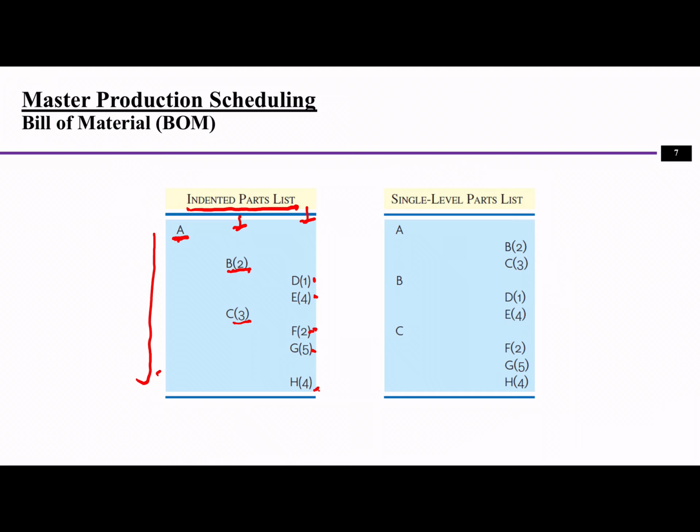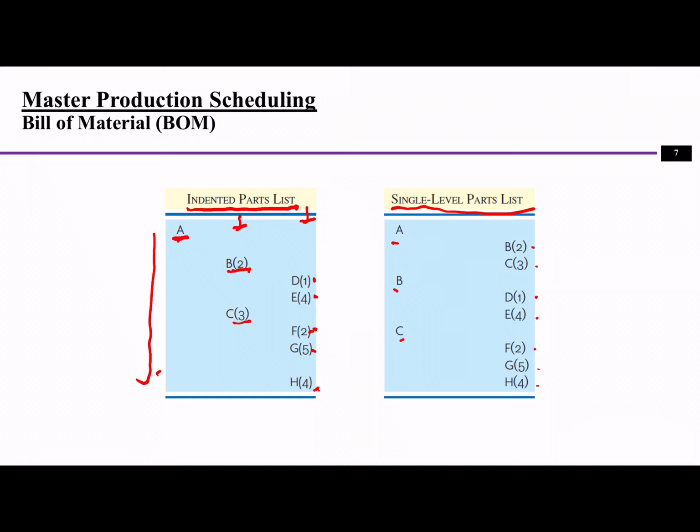So another way is we can also list the parts in a single level parts list. Single level parts list means we only have 2 different levels. One level is the bigger parts, right? The other level is decomposed parts. For example, A, you can see it's 2 B's and 3 C's. Then what about B? B is composed of 1 D and 4 E's. And then what about C? C is composed of 2F, 5G, and 4H.